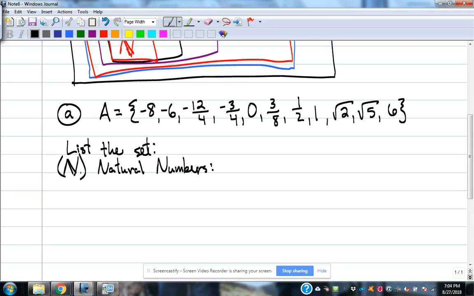I'm going to show you the abbreviation for some of the others as we go through here so that you've seen those before. All right. Natural numbers means the counting numbers that are bigger than 0. Which ones are those? 1 and 6 are the only ones. Okay.